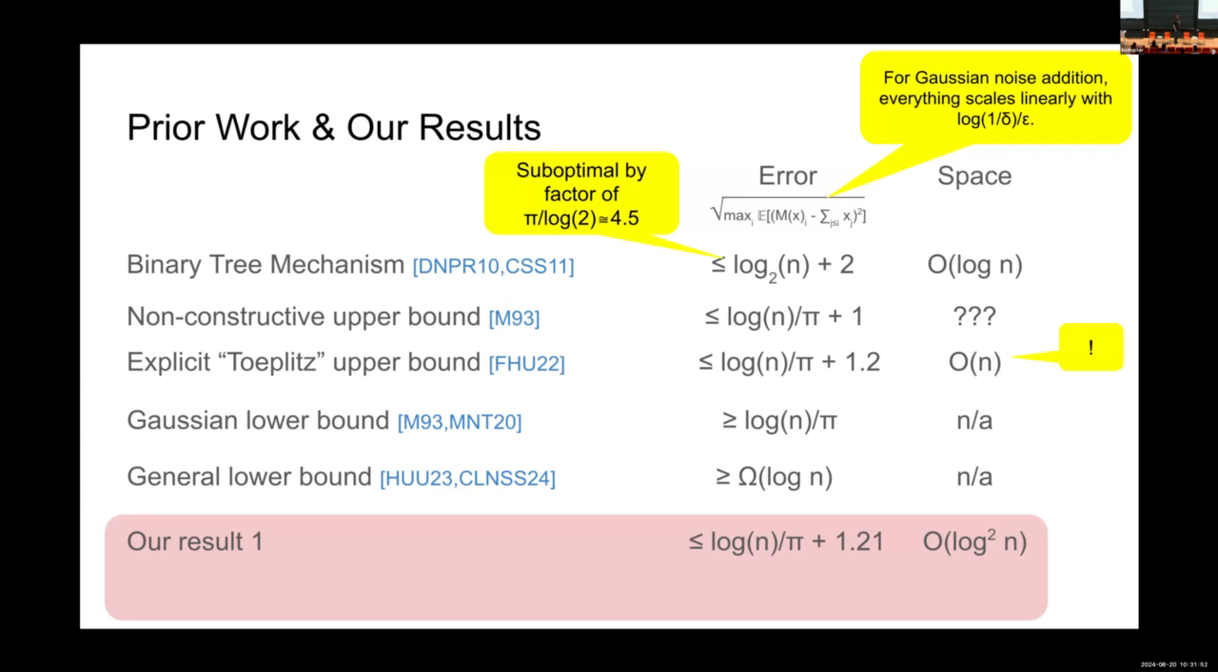And the space is log squared n, which is slightly worse than log n, but not too bad. So we also have a result that gets you arbitrarily close to the right leading constant and also has logarithmic space. So we're kind of getting the best of both worlds. We're getting the right constants and we're getting good streaming algorithms.